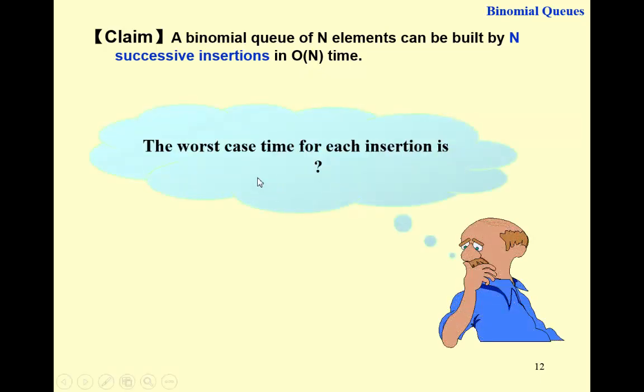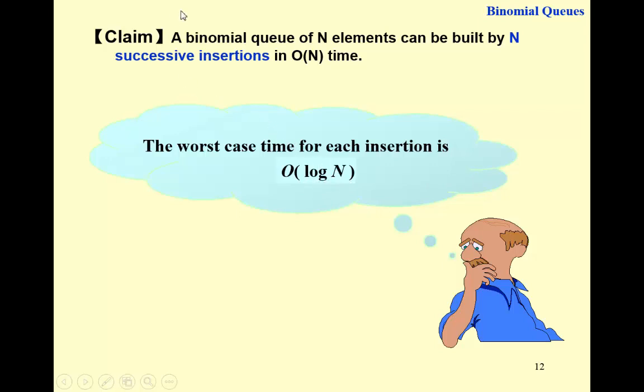Well, before we do, the question is the worst case. What is the worst case time for each insertion? The worst case is when all the trees are full and we make one more insertion, right? Then we have to make links all the way through, right? So it's going to be log n. So in the worst case, one insertion still takes log n time.